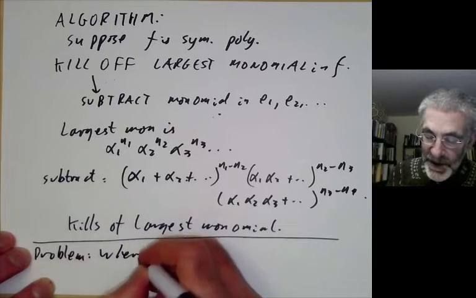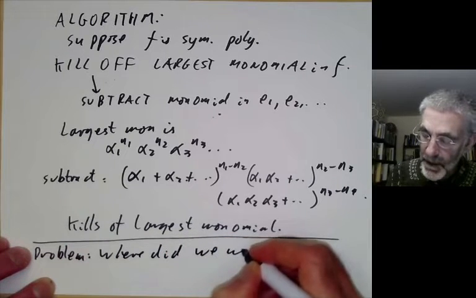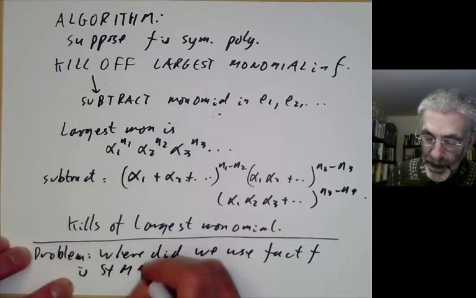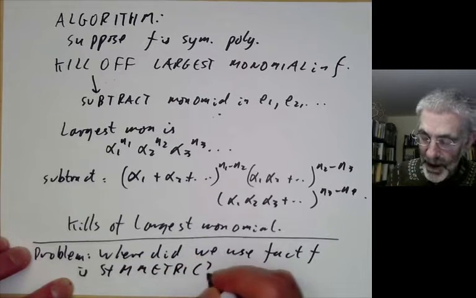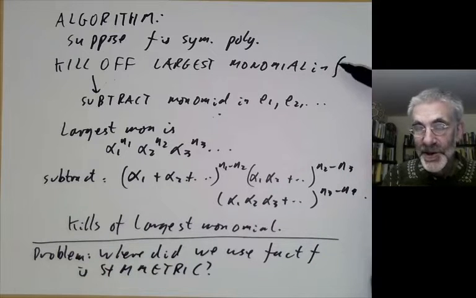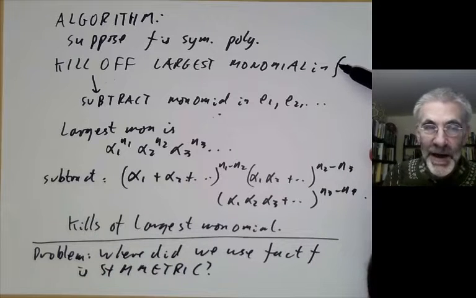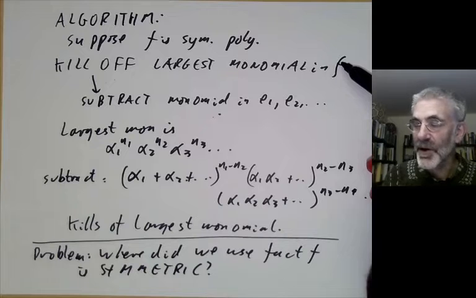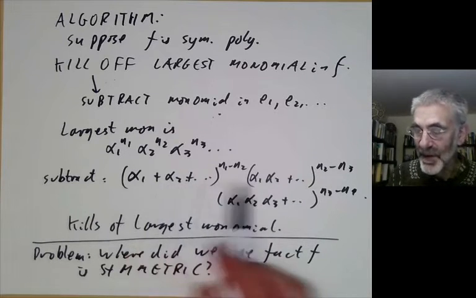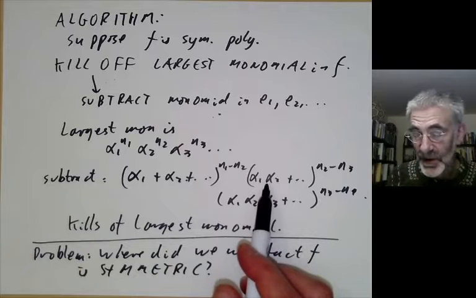Where did we use the fact that f is symmetric? See, if you weren't looking very carefully at that proof, we didn't actually seem to be using the fact that f is symmetric anywhere, and what we seem to have shown is that any polynomial whatsoever can be written as a polynomial in the symmetric functions, which is obvious nonsense.